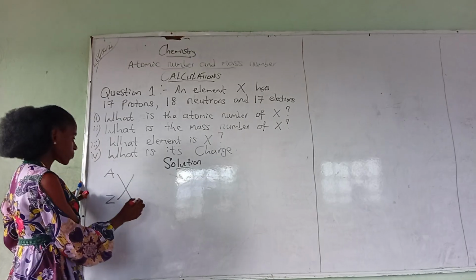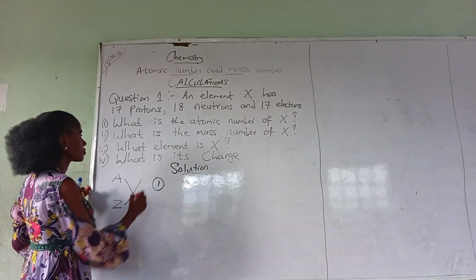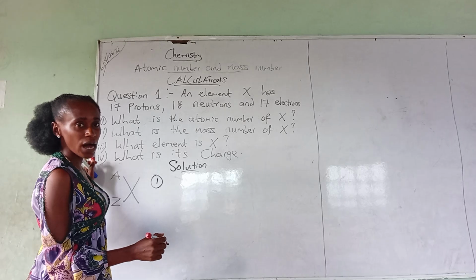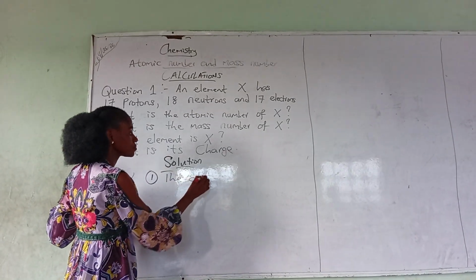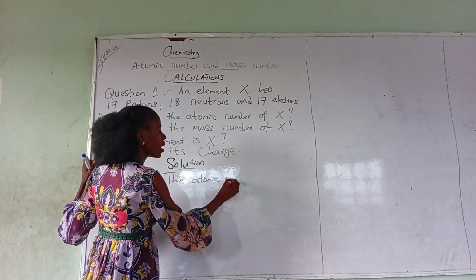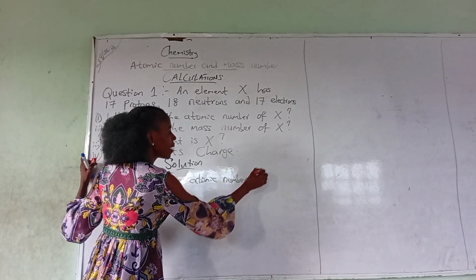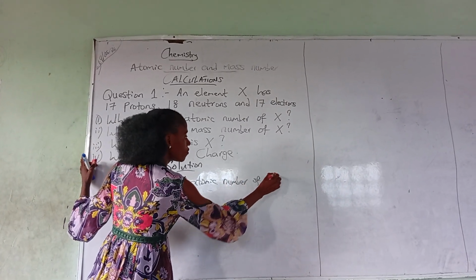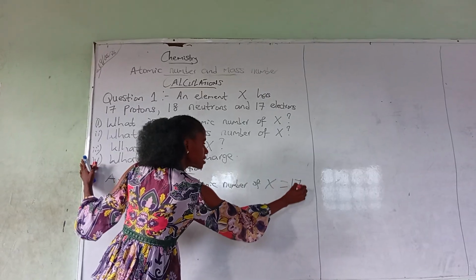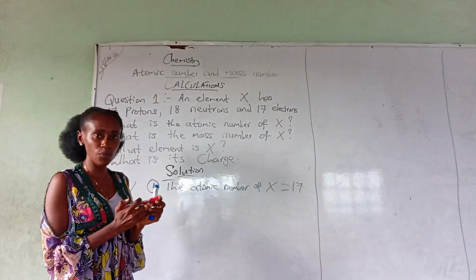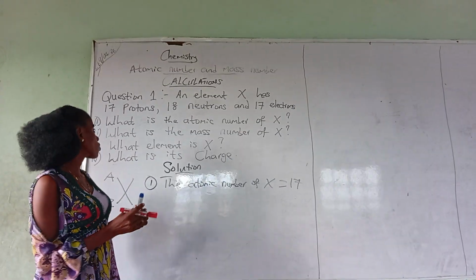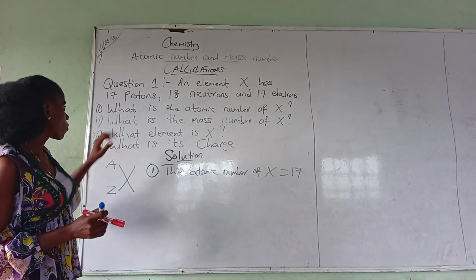Number one. What is the atomic number of X? The atomic number of the element X is 17. As simple as that. Okay? It's that simple. It is 17. Now let's go to the next question.